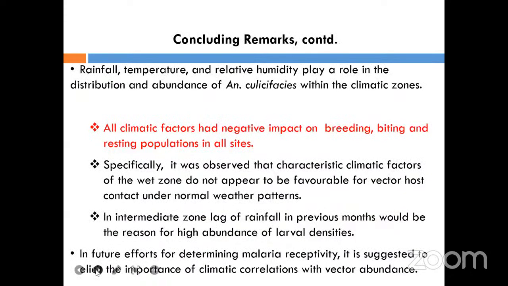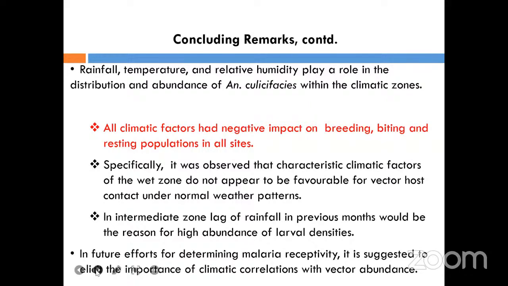The second conclusion is that rainfall, temperature and relative humidity play a role in distribution and abundance of culicifacies within the climatic zones. And it was seen that all climatic factors had a negative impact on breeding, biting and resting populations in all study sites. Specifically, it was observed that characteristic climatic factors of the wet zone do not appear to be favorable for vector-host contact under normal weather patterns.